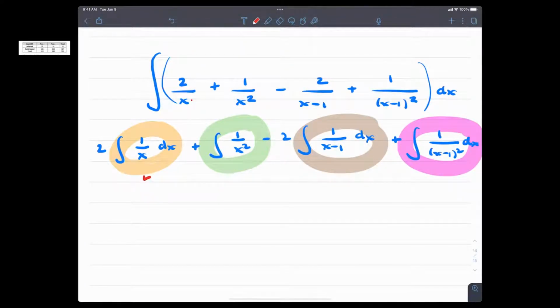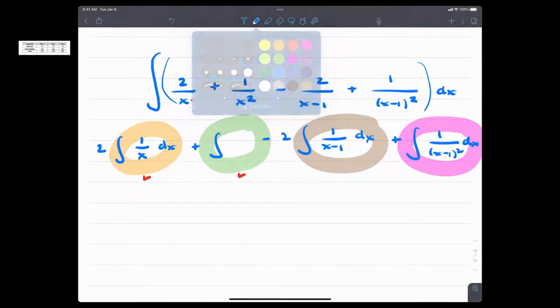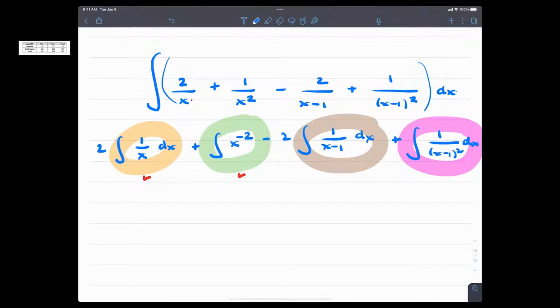So if there's 4 integrals, remember what we say, what do we use? Well, this one you guys should know. You should know this one. This is actually, if you want, we can write this as x to the minus 2. This is going to be what? U sub, and this is also going to be a U sub.